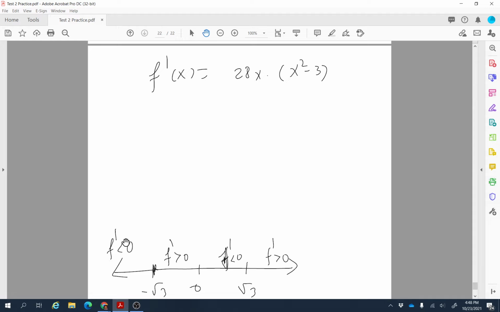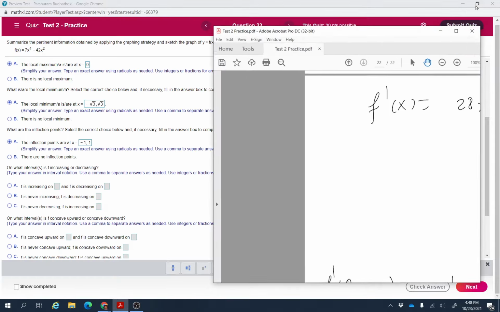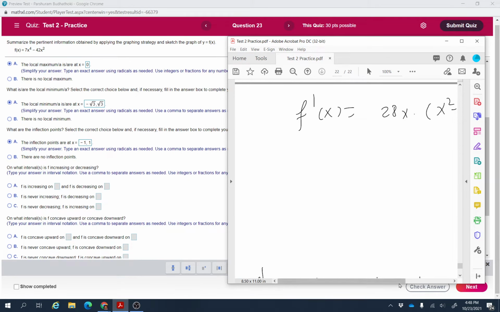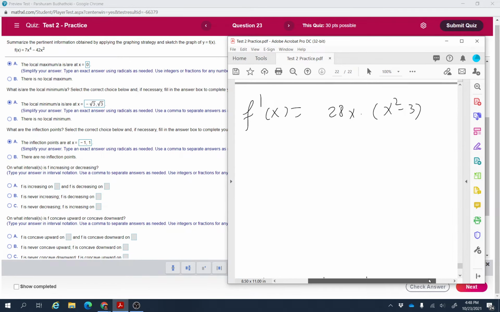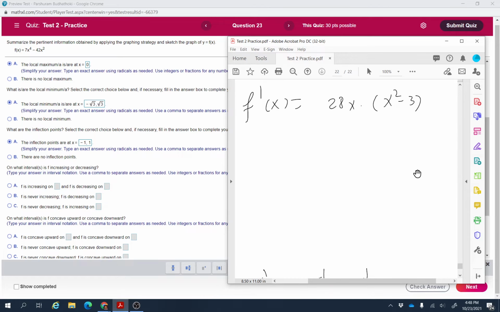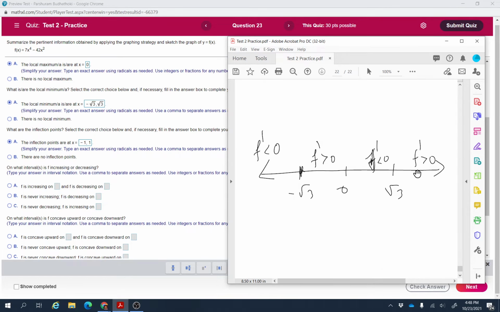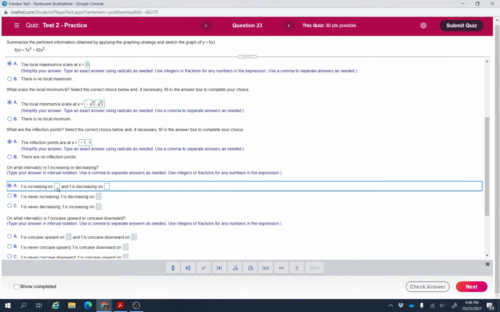So the meaning of this is, on this interval the function is decreasing, on this interval the function is increasing, decreasing and increasing. Wherever the first derivative is negative, the function is decreasing. Wherever the first derivative is positive, the function is increasing. So we found that here. So the function is increasing on, as you can see, from negative square root of 3 to 0, and from positive square root of 3 to infinity. That's where the function is increasing.